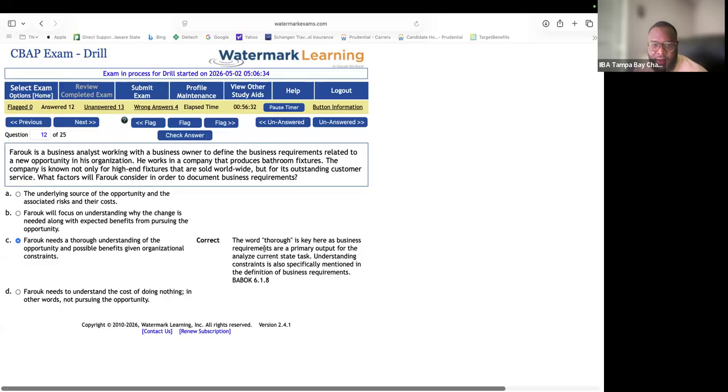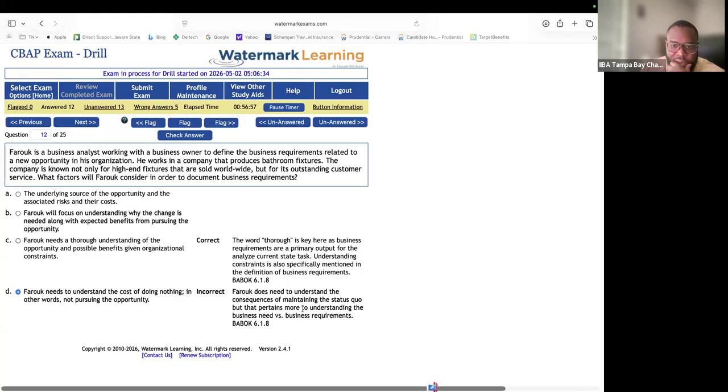And that's actually correct. The word thorough is the key here, as business requirement is a primary output of the analyze current state task. Underlying constraint is also specifically mentioned in the definition of business requirement, 6.1.8. So I'm curious to test D. Farouk does not need to understand the consequence of maintaining the status quo, but that pertains more to understanding the business need versus the business requirement.